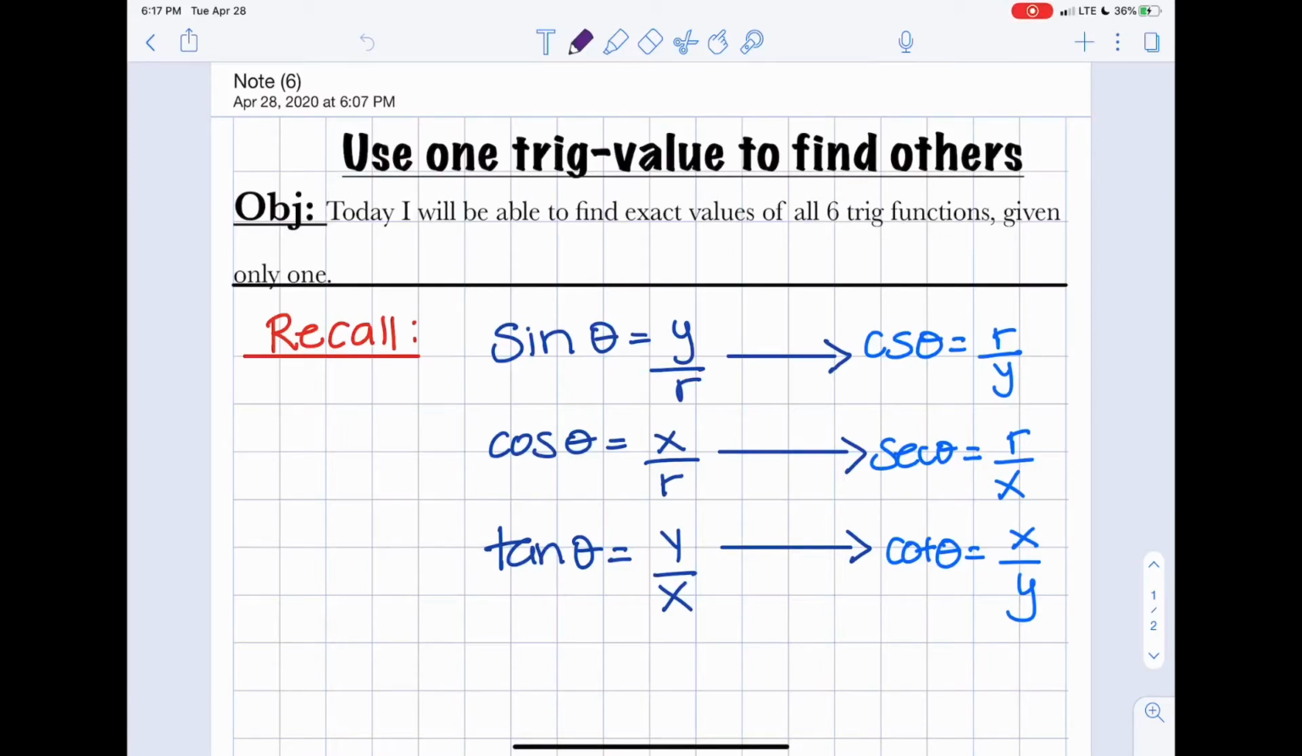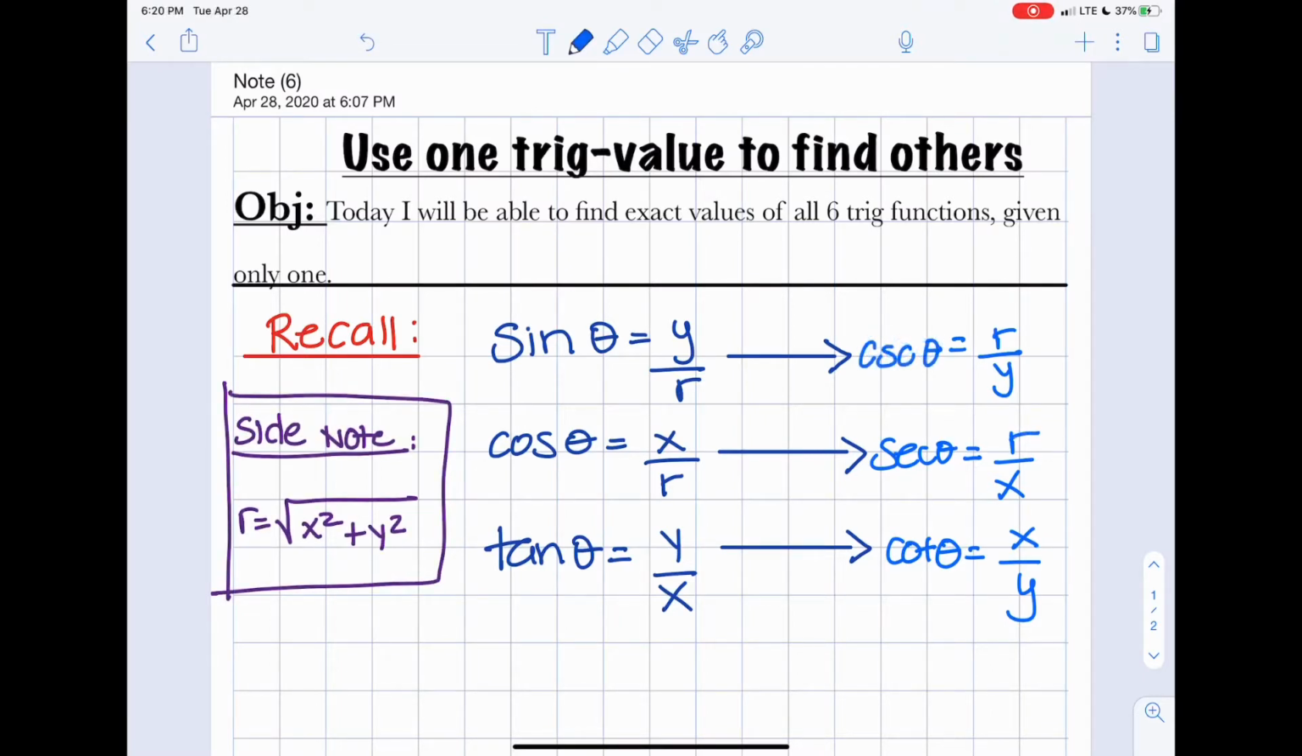All right, so welcome back to the next lesson, as we move towards learning more about the unit circle. So today we're using one trig value to find others. Today I'll be able to find exact values of all 6 trig functions.